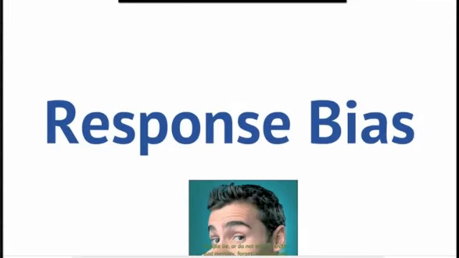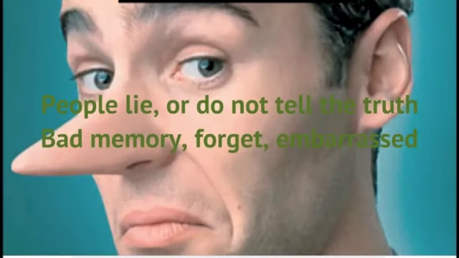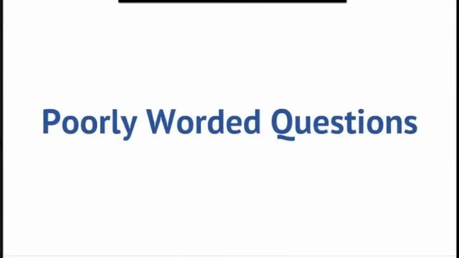Response bias. Different than non-response. Response bias is where people lie or do not tell the truth because maybe they have a bad memory, they forget, or they're embarrassed. Think if we're doing a study on drugs, and I'm going to have your parents ask you the questions. You might not be as honest as you might be with an anonymous person. All right, and the last one that we have would be a poorly worded question. A poorly worded question is going to lean or get you more focused on one type of solution than being clear and unbiased.